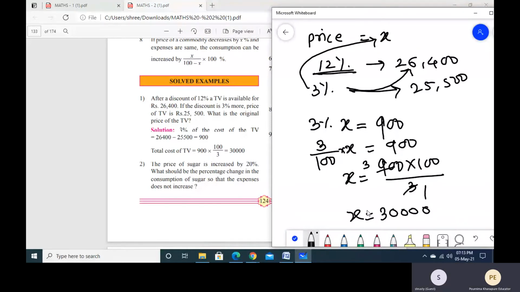And we can also do it like 12 upon 100 into X equals 26,400. Yes, we can do it like that.